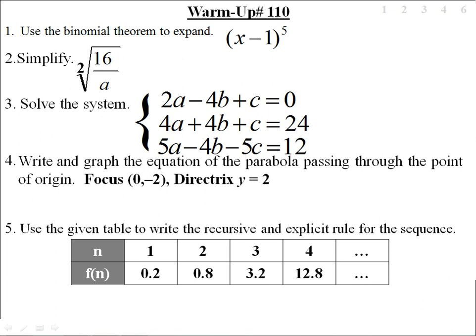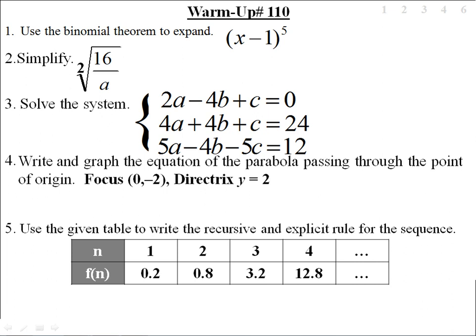Number 1, use the binomial theorem to expand x minus 1 to the 5th power. Number 2, simplify the square root of 16a over a. Number 3, solve the system, a system of 3 variables and 3 equations. First equation is 2a minus 4b plus c equals 0. 4a plus 4b plus c equals 24. And 5a minus 4b minus 5c equals 12. That's so that you can practice on systems.